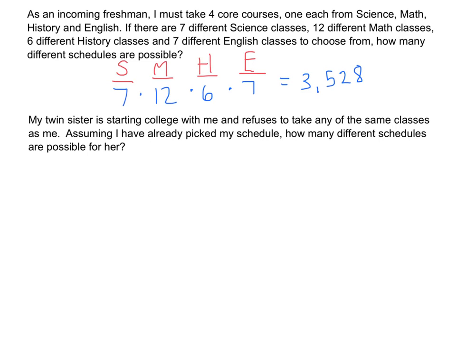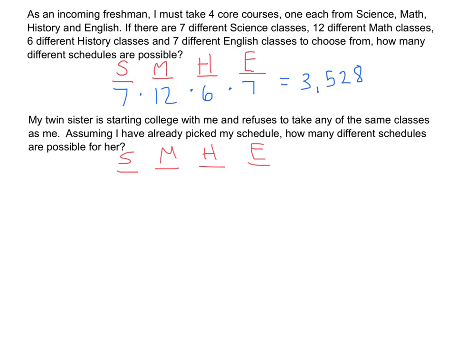Okay, so the next problem reads, my twin sister is starting college with me and refuses to take any of the same classes as me. Don't ask me why, I don't know, she just does. Assuming I have already picked my schedule, how many different schedules are possible for her? So again, she's going to have her 4 tasks. Pick a science, a math, a history, and an English.